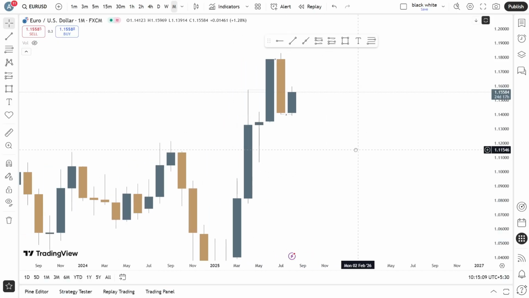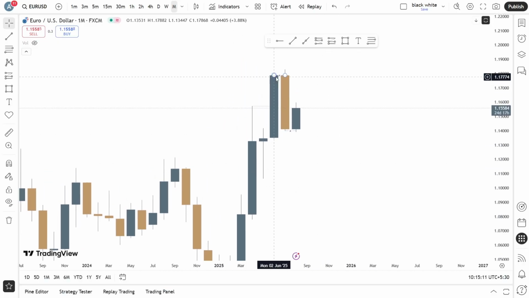So this is the monthly chart of EURUSD, and what we can see is that the price is sweeping the monthly highs and moving into the opposite directions. So we can anticipate that the price is a little bit sideways right now. So let's move to the weeklies.